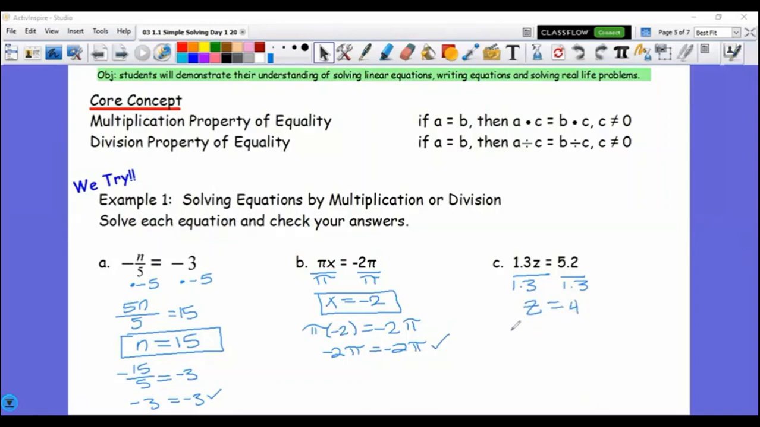Now let's double check our work. 1.3 times 4 must equal 5.2 for us to have done this correctly. So 1.3 times 4 does in fact equal 5.2. So we've done this correctly.